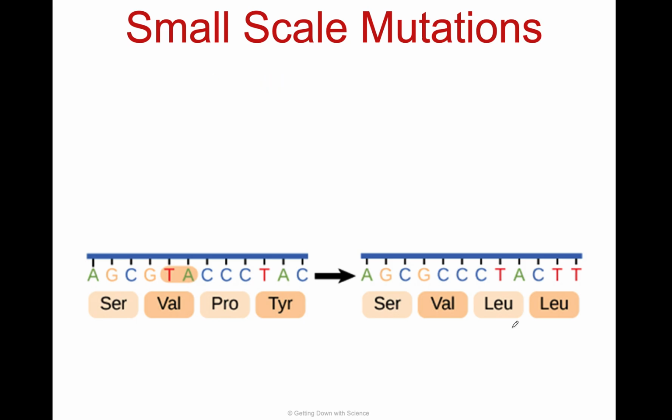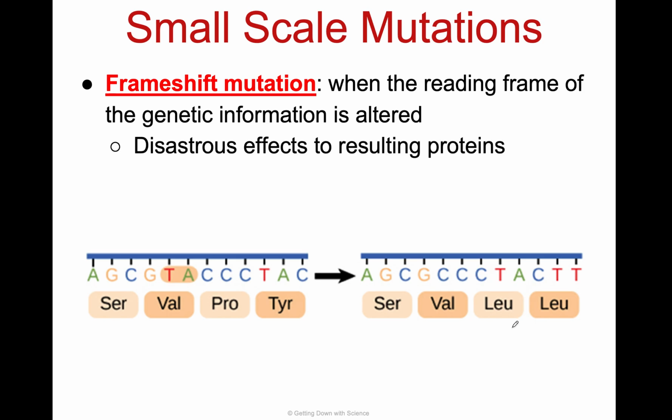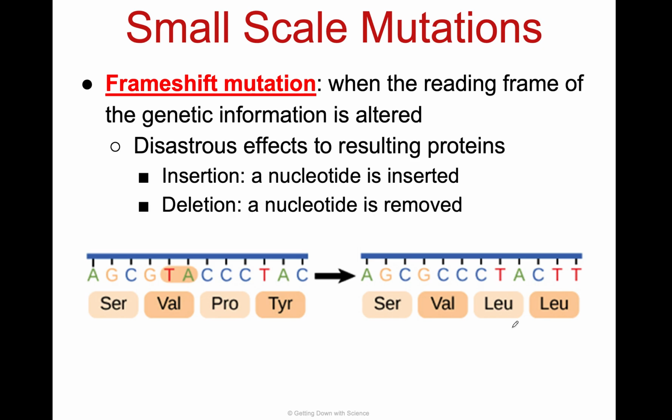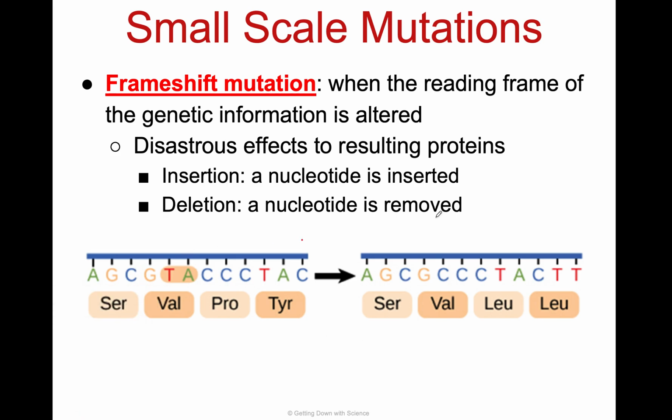Another type of mutation that can occur, as opposed to mutating a base pair, is what we call a frameshift mutation. So when the reading frame of the genetic information is altered, this is disastrous. It has awful effects on the protein. So an insertion is when a nucleotide is inserted, and a deletion is when it's removed. Remember, we have triplets in the genetic code. And if we inserted one, it makes the sentence all weird. If we took one away, same thing. So frameshift mutations change the reading frame.